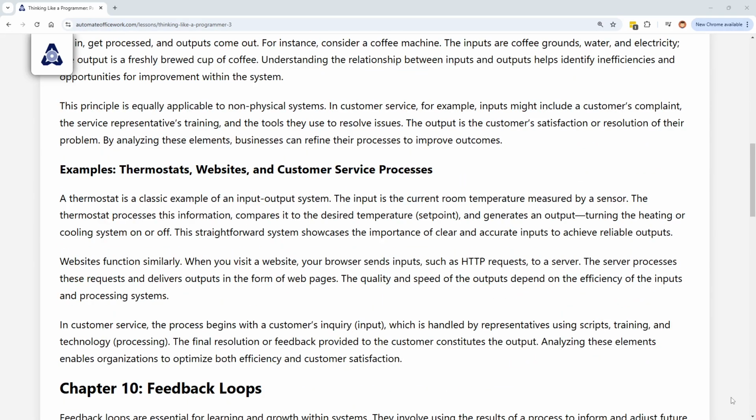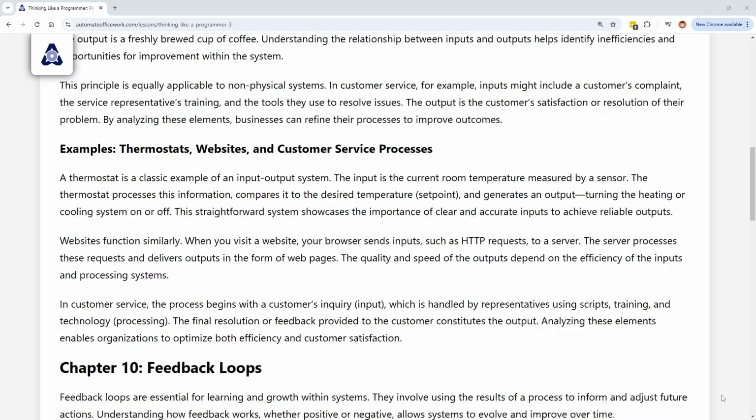Examples: thermostats, websites, and customer service processes. A thermostat is a classic example of an input-output system. The input is the current room temperature measured by a sensor. The thermostat processes this information, compares it to the desired temperature, the set point, and generates an output, turning the heating or cooling system on or off. This straightforward system showcases the importance of clear and accurate inputs to achieve reliable outputs.